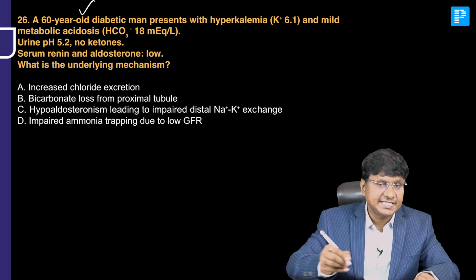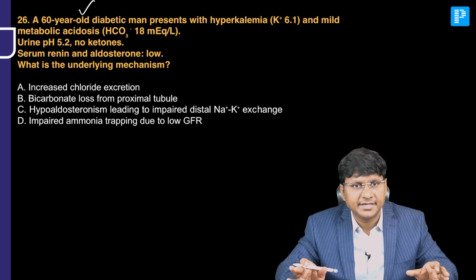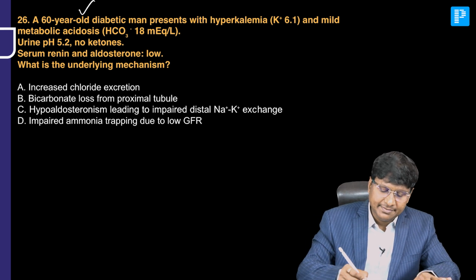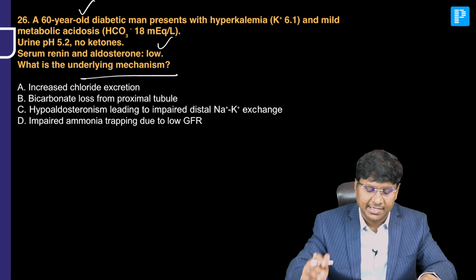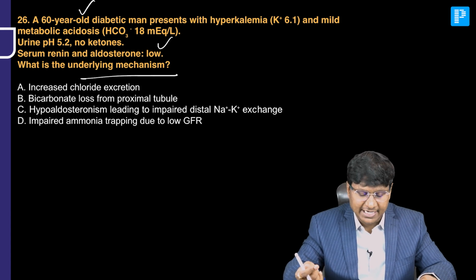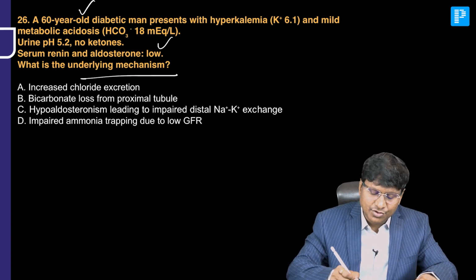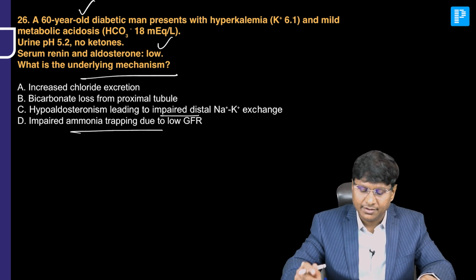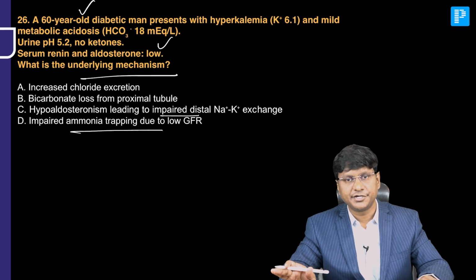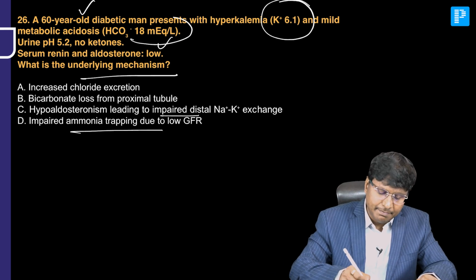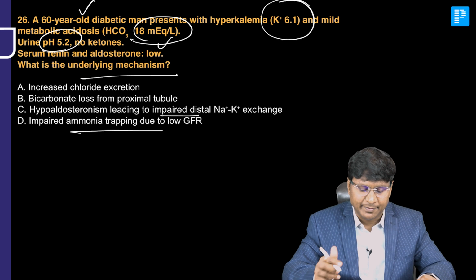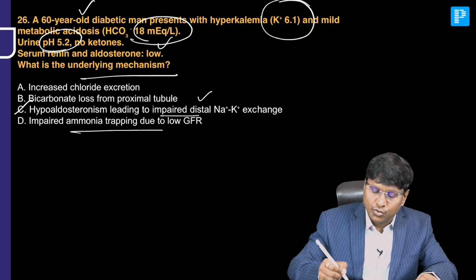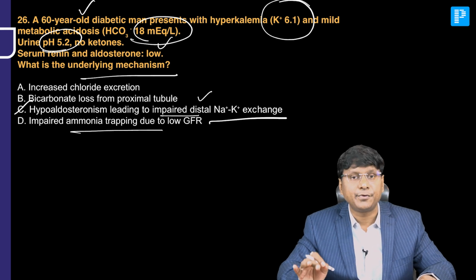Next question. We have a 60-year-old diabetic man presenting with hyperkalemia and mild metabolic acidosis. Urine pH is like 5.2 and no ketones. The serum renin and aldosterone is low, and what is the underlying mechanism? Increased chloride excretion, bicarbonate loss from PCT, hypoaldosteronism leading to impaired distal sodium-potassium exchange, impaired ammonia trapping due to low glomerular filtration rate. So this patient is having hyperkalemia, bicarbonate is reduced, urine pH is less than 5.5 and the aldosterone is low. So that is suggestive of the hypoaldosteronism leading to impaired distal sodium-potassium exchange.